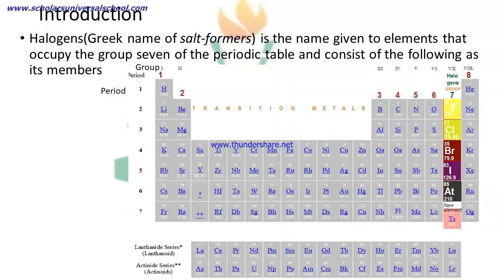Halogen is a Greek word for salt formers, and it is the name given to elements that occupy group 7 of the periodic table. And this is the periodic table, and here is group 7 of the periodic table.